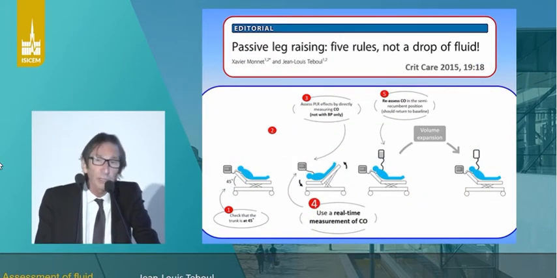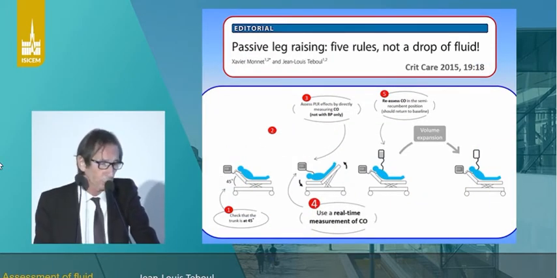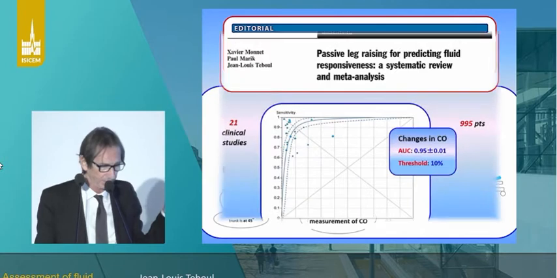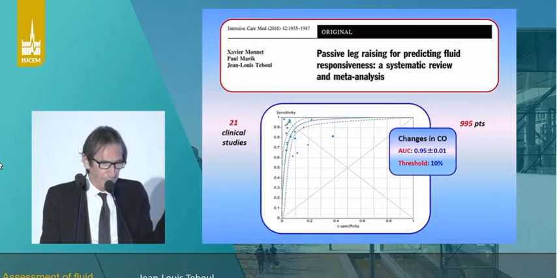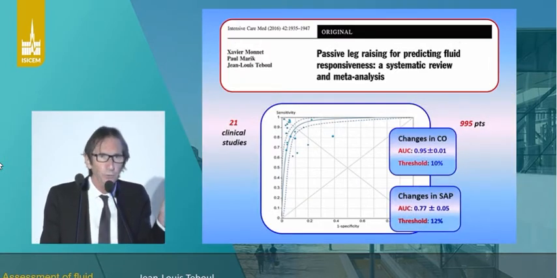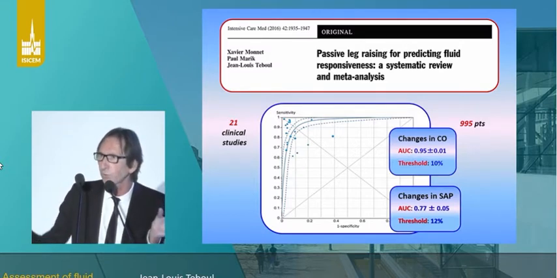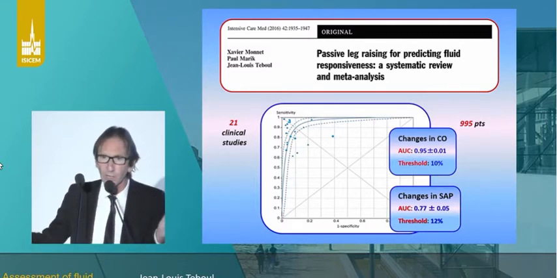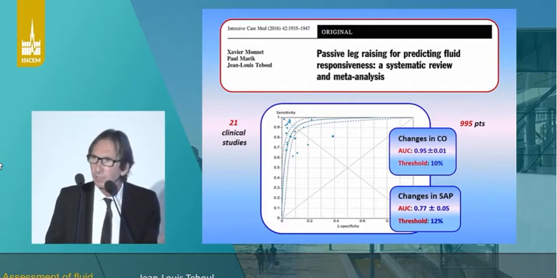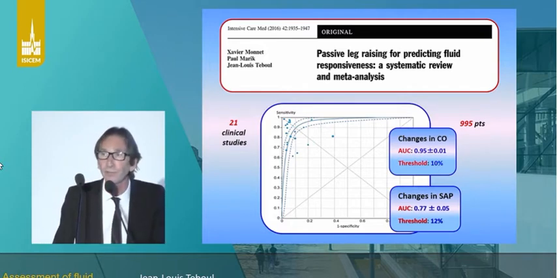You need to use a real-time cardiac output monitor or assessment of cardiac output because the effects are very transient. Again, this meta-analysis showing that you cannot use a change in arterial pressure. It is not bad, 0.77 for the area under the ROC curve, but it's not very good, and we have a lot of false negative cases.